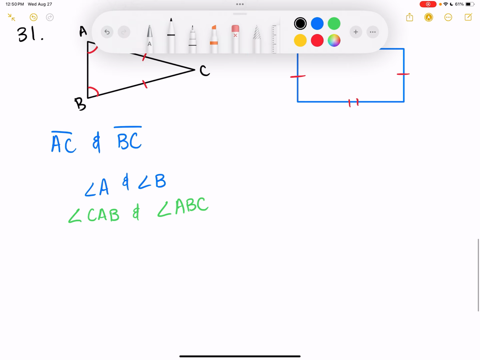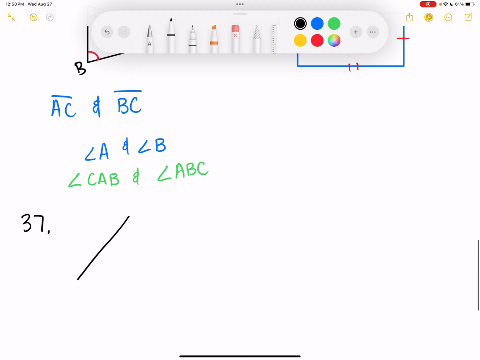37. QS is a ray, and it is the angle bisector of angle PQR. Find the two angle measures not given in the diagram. So basically, we have this picture that looks something like this. And this is P, this is Q, S, and R.